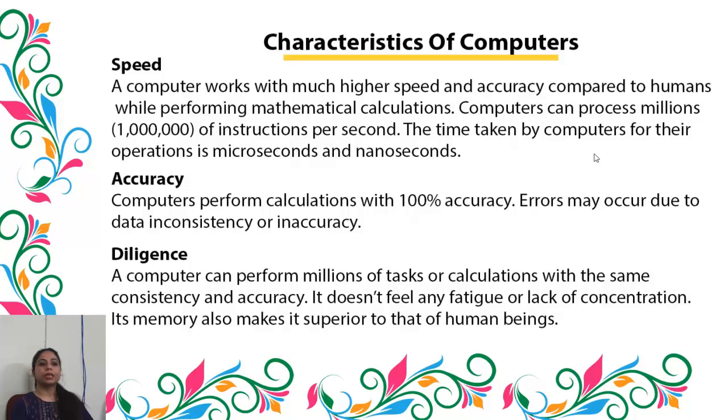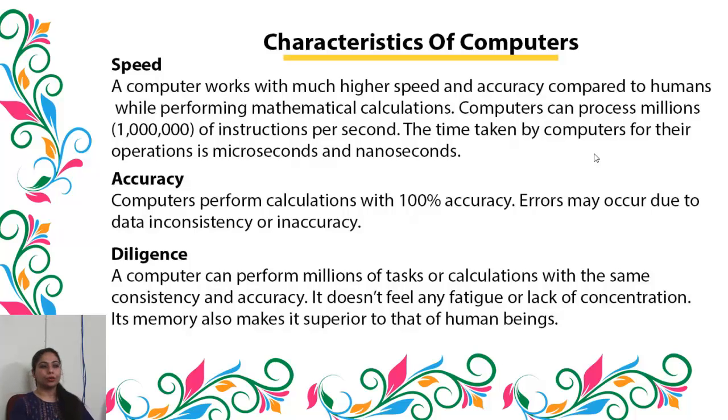The time taken by a computer for an operation is microseconds and nanoseconds. The processing times which a computer system takes are micro and nanoseconds. That is the reason it is called a high-speed system, and it can perform mathematical calculations at very high speed and is very accurate.